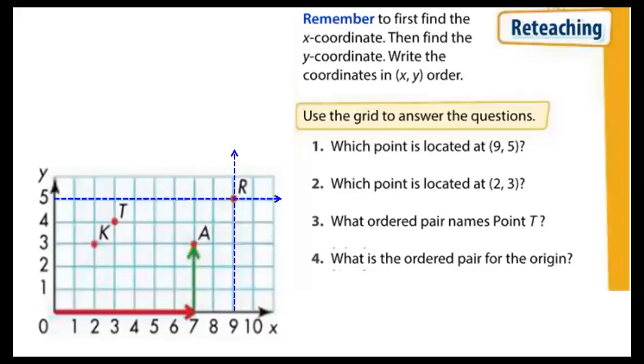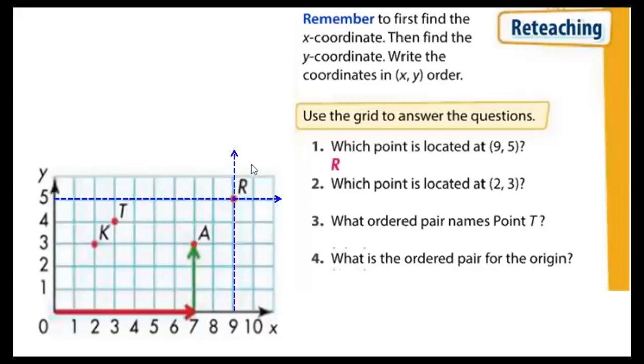The intersection between the two perpendiculars, this intersection point represents the point I'm searching for, which will be R. So my answer about the name of the point located at 9 and 5 will be R.